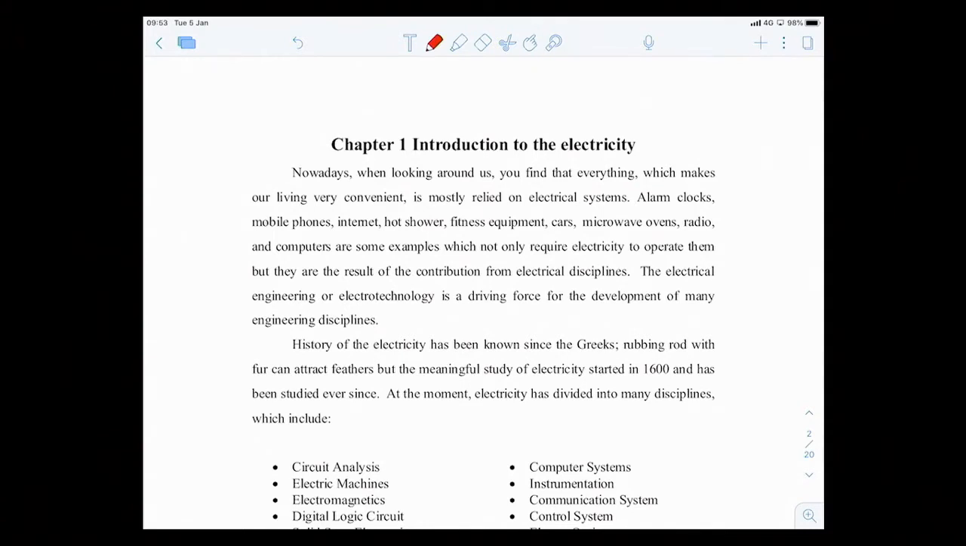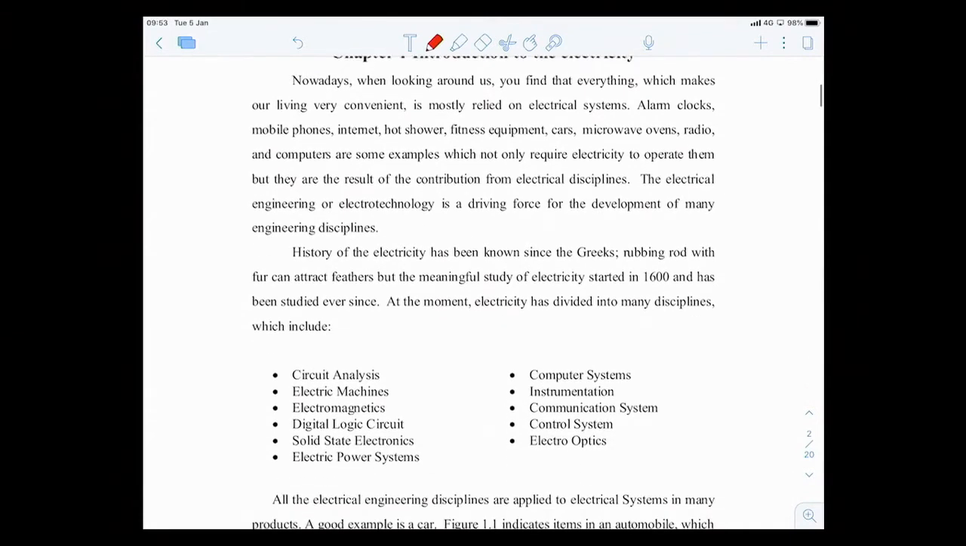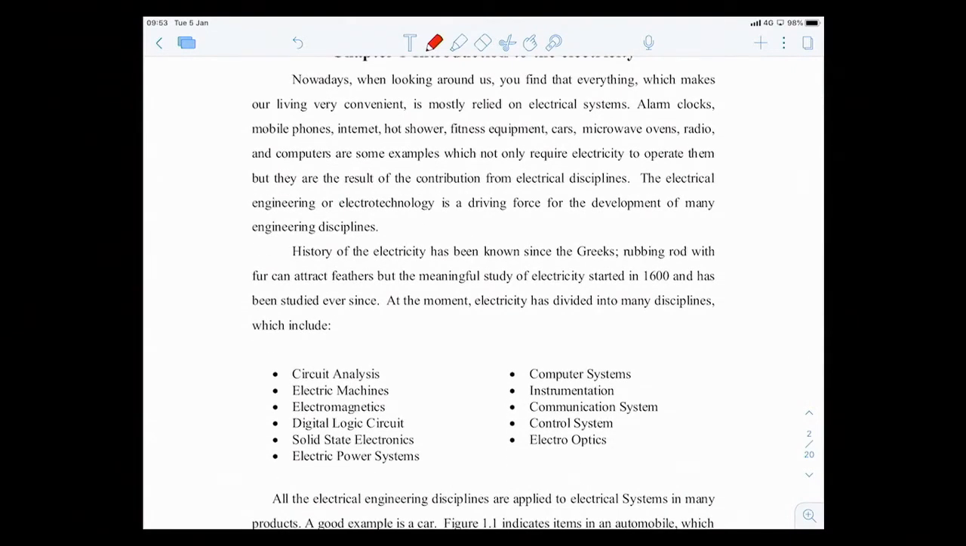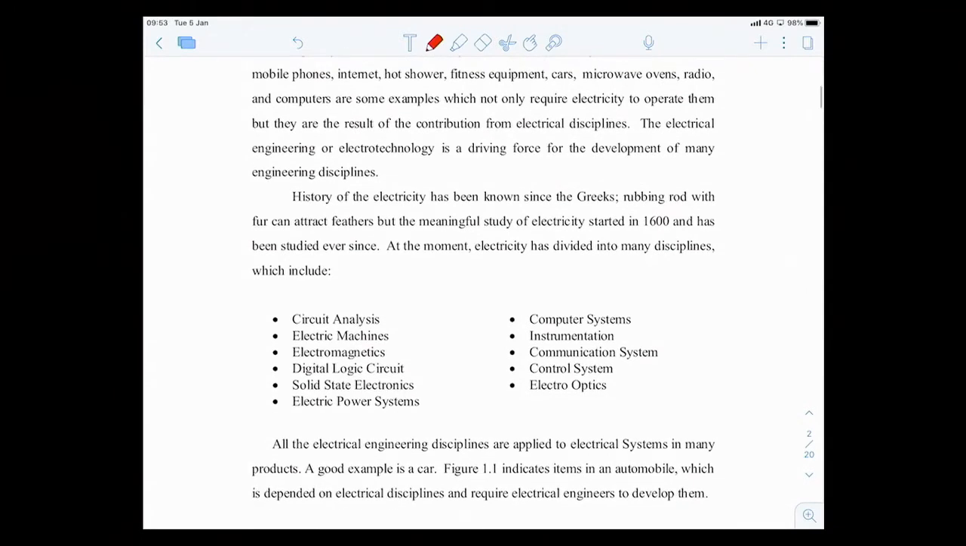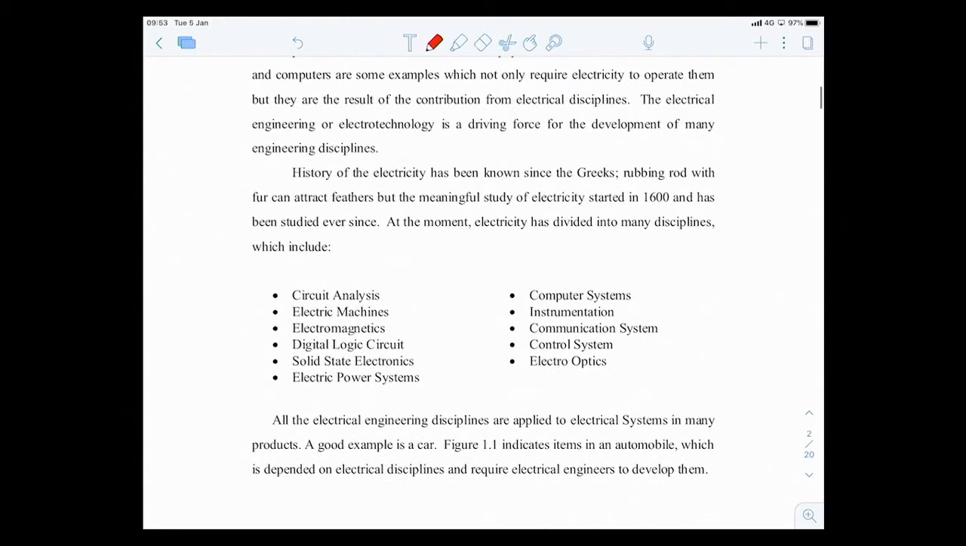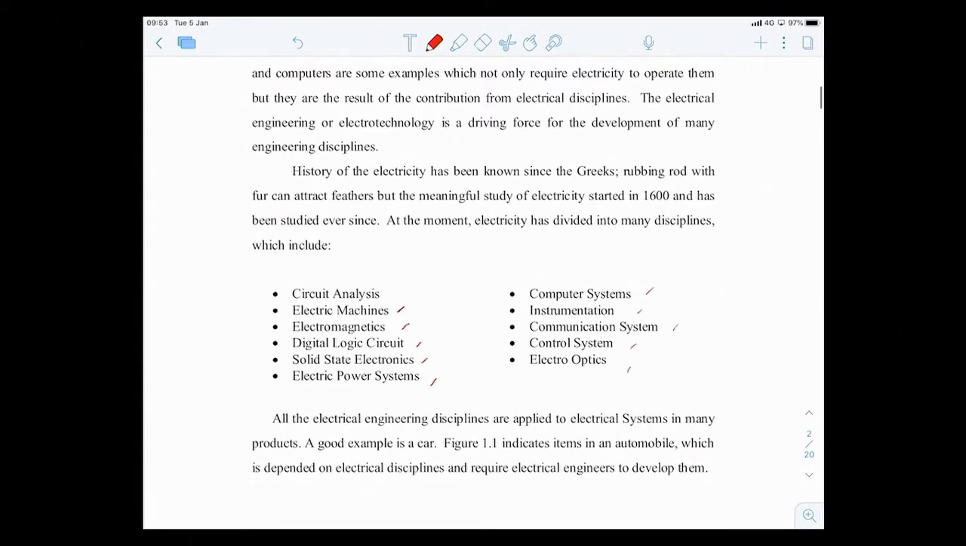Welcome if you are an electrical engineering student. You look around you, you know that things around you involve electricity. The area of electrical engineering is diverse in many ways. You can go into electrical machines, electromagnetics, digital logic circuits, solid state electronics, electrical power systems, computer systems, instrumentation, communication systems, control systems, optics, electro-optics, and many more that have been developing in recent years.